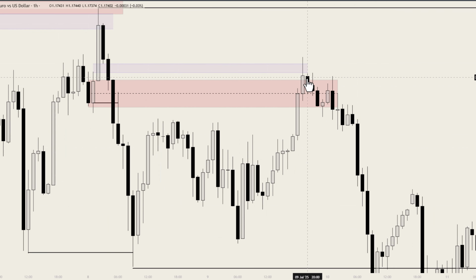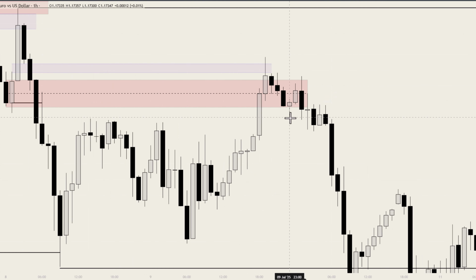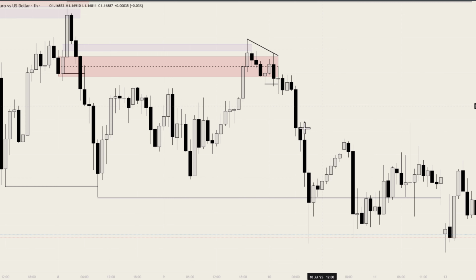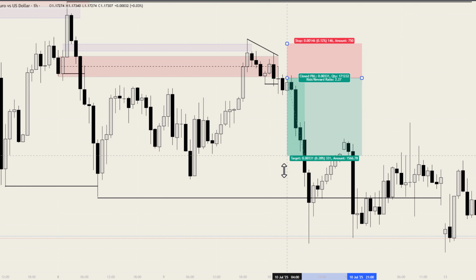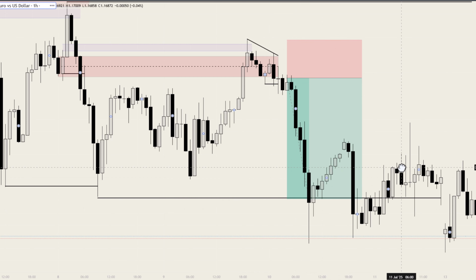This happened overnight, and in the morning during the London session, we have this mitigation block. Yes, there is a mitigation block here, and this gave us an SMT with GU here. So as soon as price closed below this, I knew that my entry is around this level, and I placed my trade right from that level, from the mitigation block, targeting this low, while my stop loss is above this high. And this is how I got my 45 to 50 pips that very day.